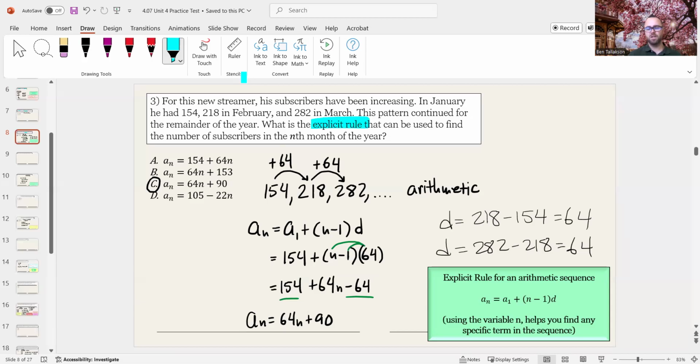You will notice a lot of repetition in this unit and in this practice test, which is great for math, right? Practice doing things the same way makes you understand it better.